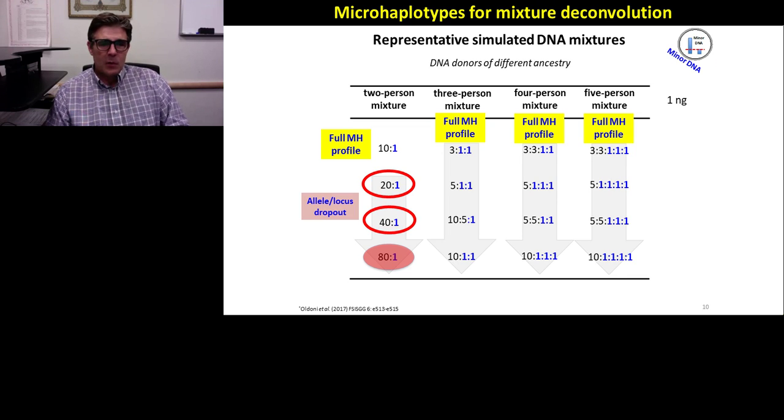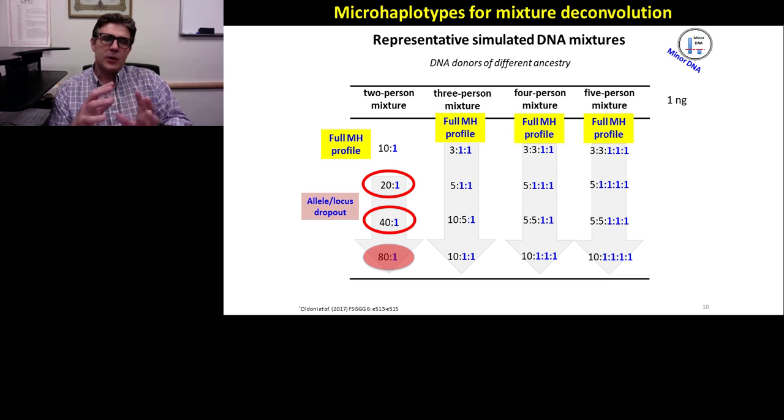So we developed multiple mixtures, starting from 10 to 1, 20 to 1, 40 to 1, even down to 80 to 1. And then we did multiple contributors. And this slide kind of shows you the distribution of types of mixtures that we looked at. We obtained full profiles for most of them.